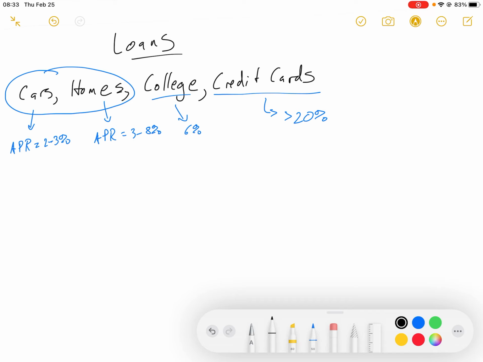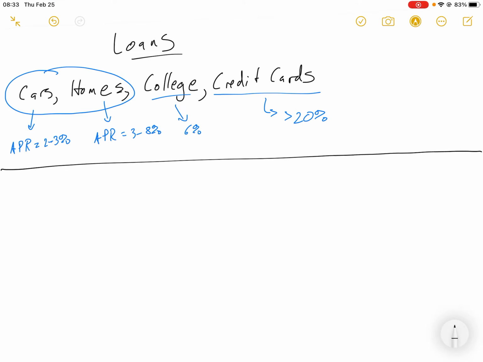But anyways, there's a lot going on here. We're just going to talk more about cars and home loans just to give you an idea of how loans work. And then you can take that information and apply it to new situations like credit cards and college. So let's start off with an example with cars.